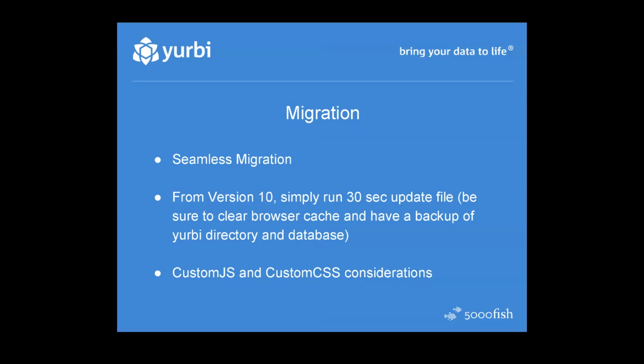But it's as simple as just running the update file. So if you are familiar with the process of updating version 10 to the most recent patch or the most recent level, it's the exact same process from your version 10. In fact, if you installed version 10 today and then just installed our beta patch, you'll be on exactly what I just demoed here today. It's just that simple. About 30 seconds. We always encourage you, whenever you apply an update to Yurbi, to make sure you have a backup of your Yurbi directory and your database tables.